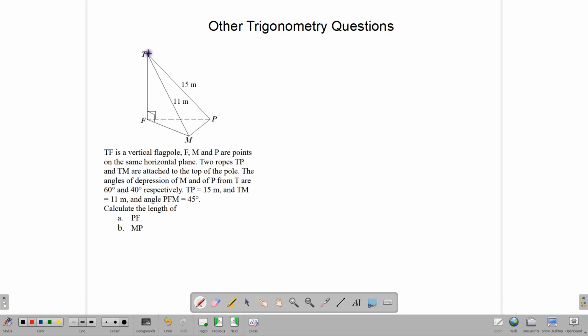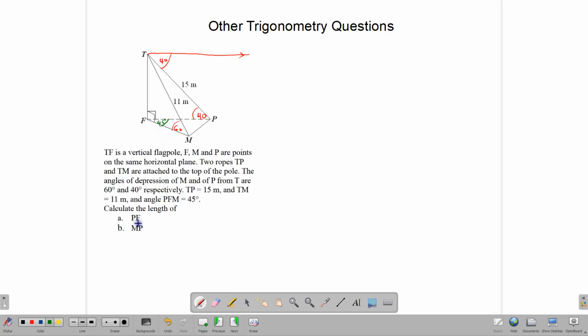So if we draw in the angle of depression of P from T, we would end up with an angle of 40 degrees. And notice something now. Because of this Z angle here, this 40 degrees is going to be reflected down here, because those two angles are alternate to each other. By that same reasoning, this angle over here is going to be 60 degrees. And angle PFM, which is on the horizontal plane, is 45 degrees. Let me put that in a different color. 45 degrees here. That one is on the horizontal plane, drawn flat.